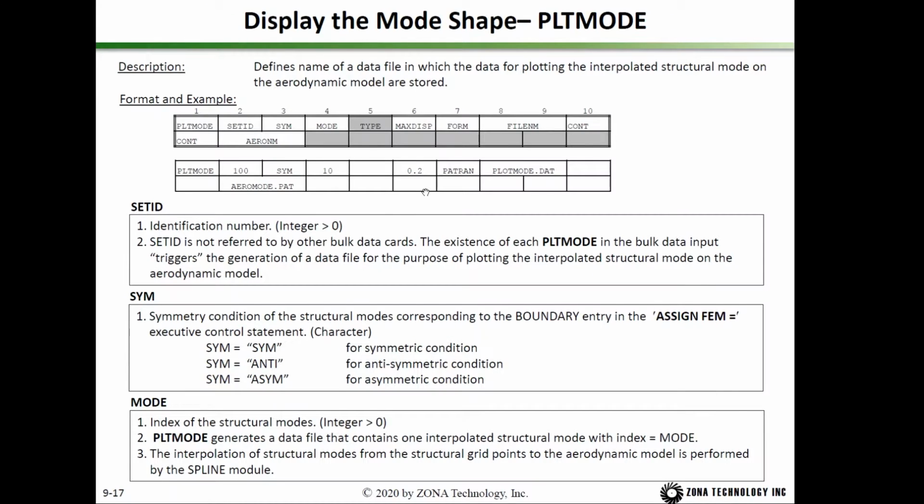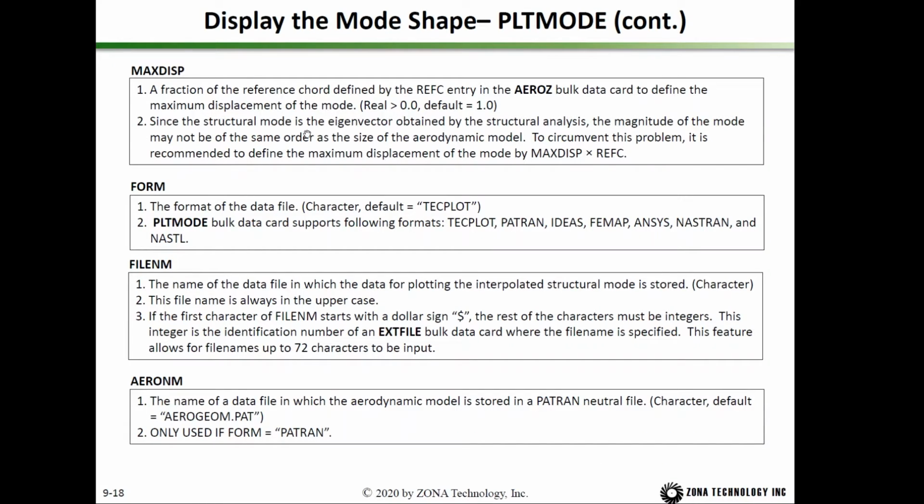So you also can display the spline mode shape using the plot mode card, and then you give an ID, because the mode shape could be symmetric, anti-symmetric, or asymmetric. So you want to say what kind of boundary condition of the structural model is, and the mode you want to plot the spline mode. This is the mode index, and the maximum displacement is a fraction of the reference chord defined by the IFC entry in the AEROZ card to define the maximum displacement of the deformed mode.